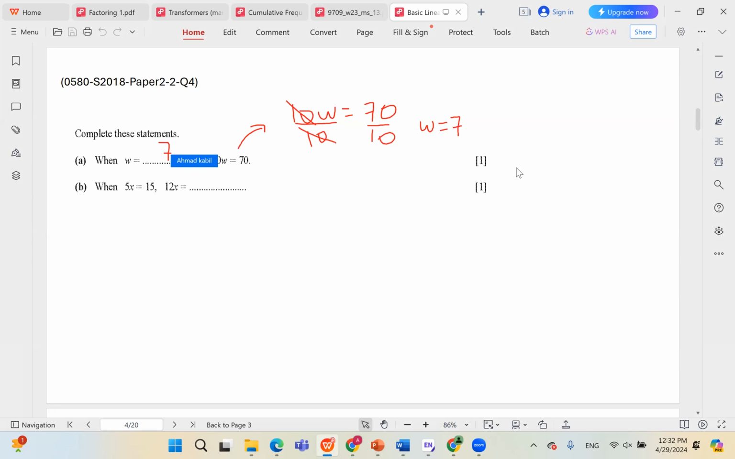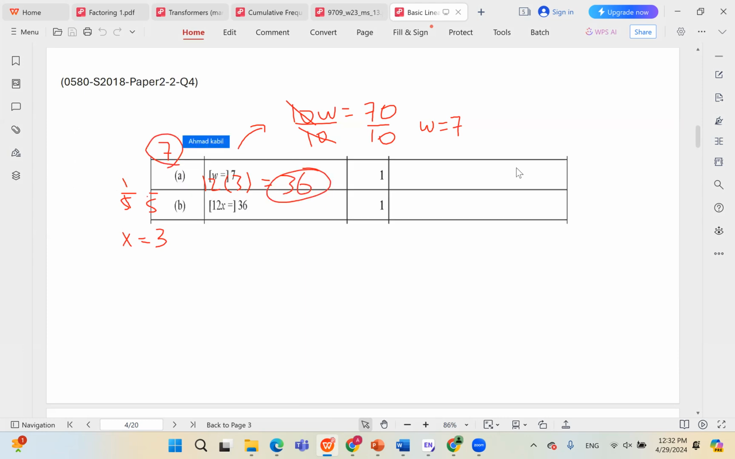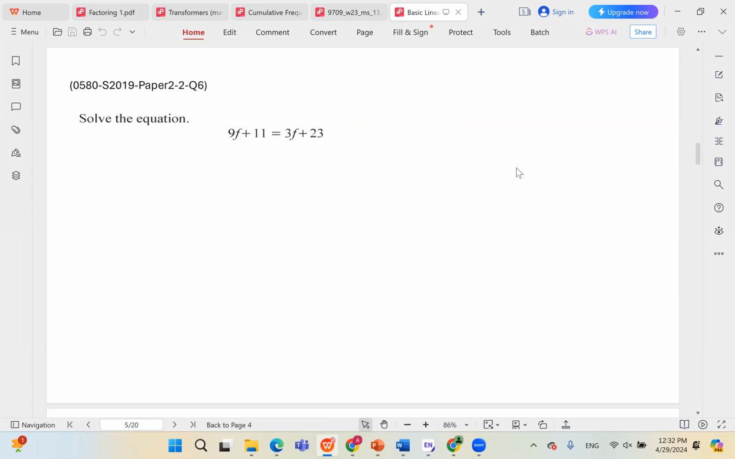When 5x equals 15, 12x equals what? So again, you would have to first divide by 5 on both sides. These would cancel out, and you will get x equals 15 over 5, which is 3. So 12x is 12 multiplied by 3, and this is equal to 36 as a final answer. So 7 is correct, and 36 is correct as well.